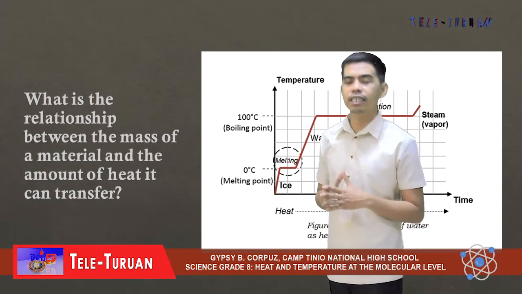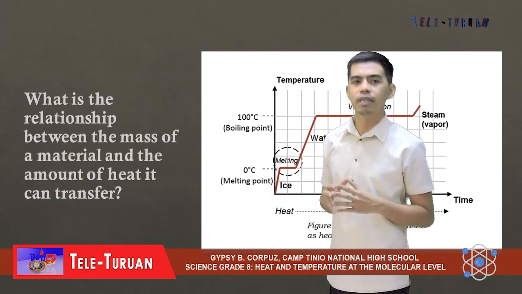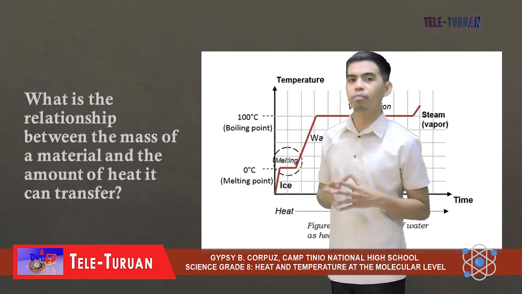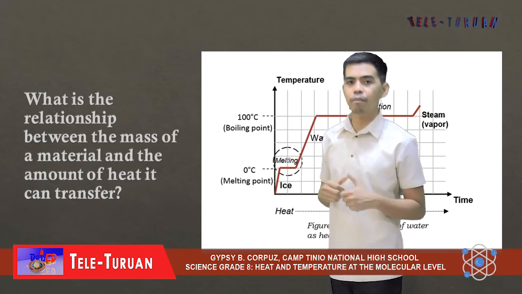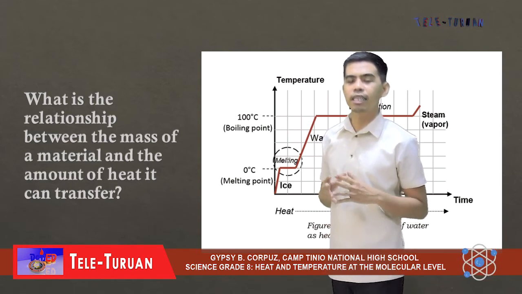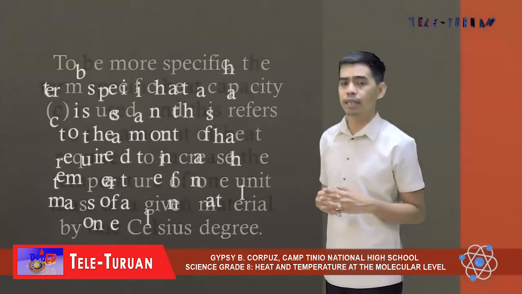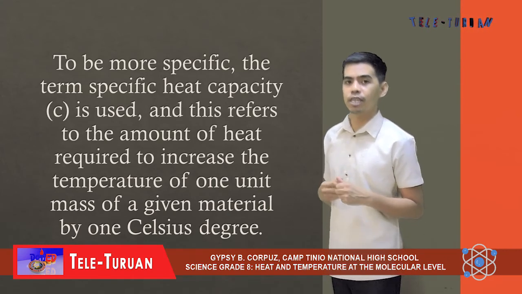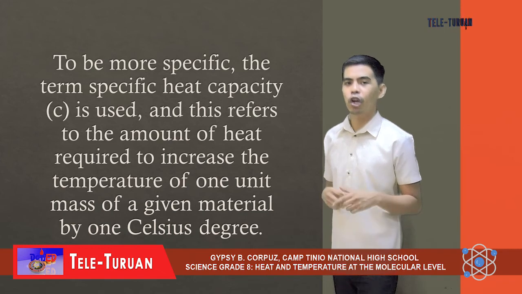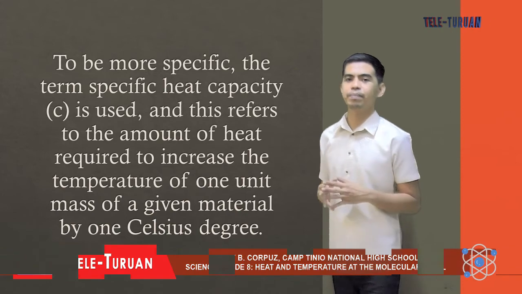Earlier, you learned that materials expand when heated or contract when cooled. This time, you will study another thermal property of materials, their ability to absorb or release heat that results in temperature change. In science, the amount of heat needed by a material to increase its temperature by a degree is called heat capacity. To be more specific, the term specific heat capacity is used, and this refers to the amount of heat required to increase the temperature of 1 unit mass of a given material by 1 Celsius degree.